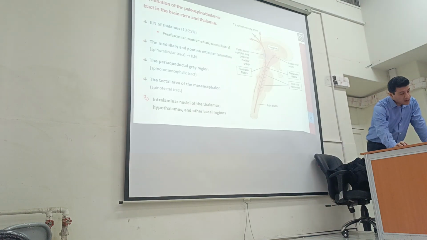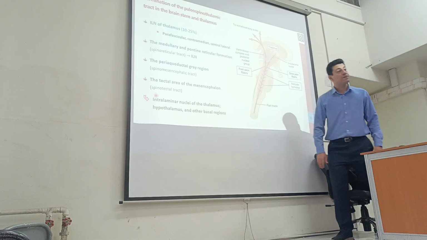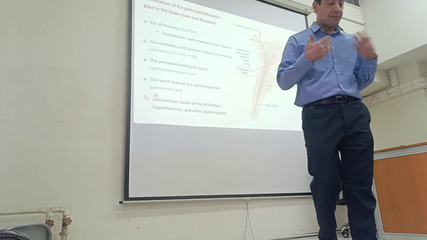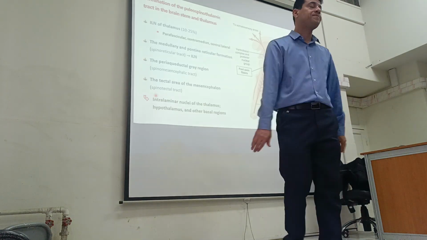So those fibers that go to the reticular formation go to medullary and pontine reticular formation, and from here they go to interlaminar thalamus. Some of them go to periaqueductal gray region in the midbrain. Some others go to the tectal area. So we have the spinoreticular, spinomesencephalic, spinotectal tracts. All of them are part of the spinothalamic tract ventral part, right?